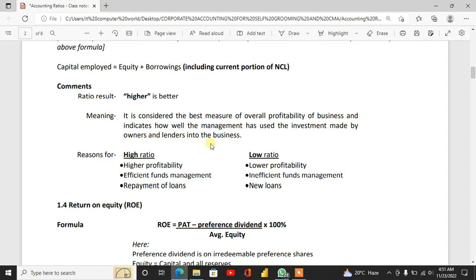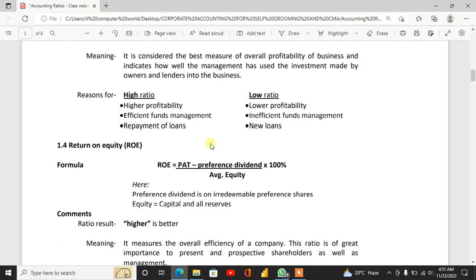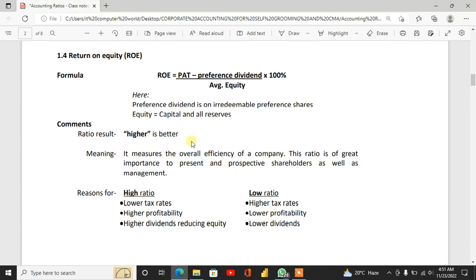For example, banks and other investment entities have provided funds which are being managed by the managers in a good way. Reasons: higher ratio means higher profitability, efficient fund management, repayment of loans. If lower, then lower profitability, inefficient funds management, new loans. Return on equity is the fourth one.